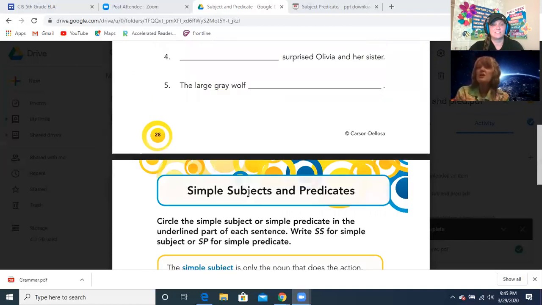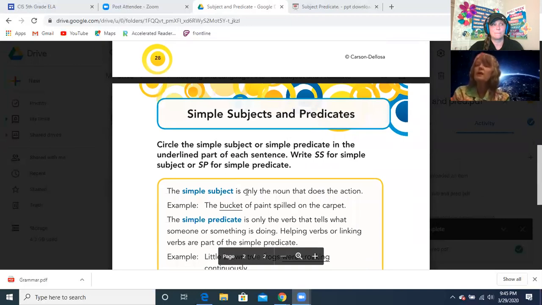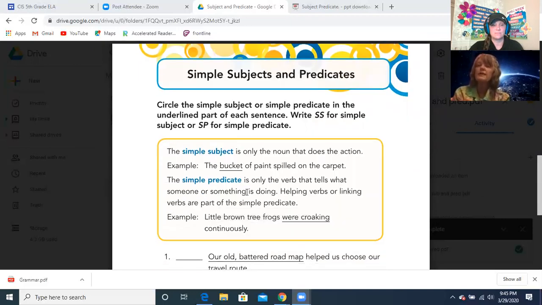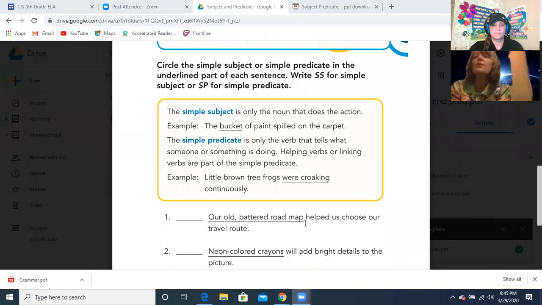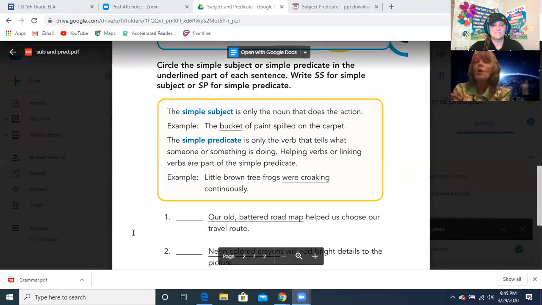You want to do number 2, go down to the next one and show them what to do on this one. The simple subject is usually just one word, but if it has a linking word, it might have more than one word. That's kind of confusing. So the simple subject is only the noun that does the action, like the bucket of paint spilled on the carpet. What are we talking about? We're talking about the bucket. What did it do? It spilled on the carpet.